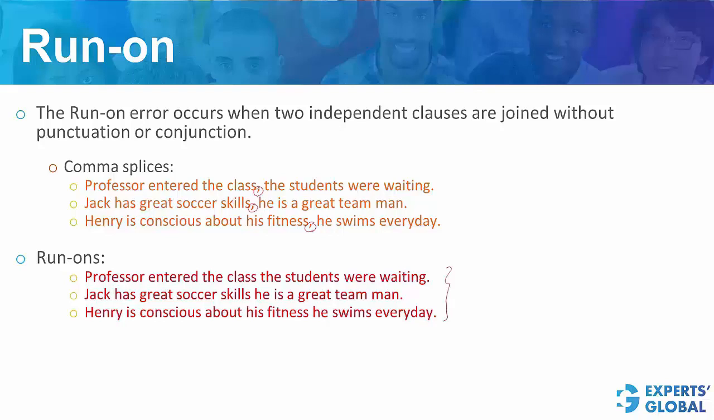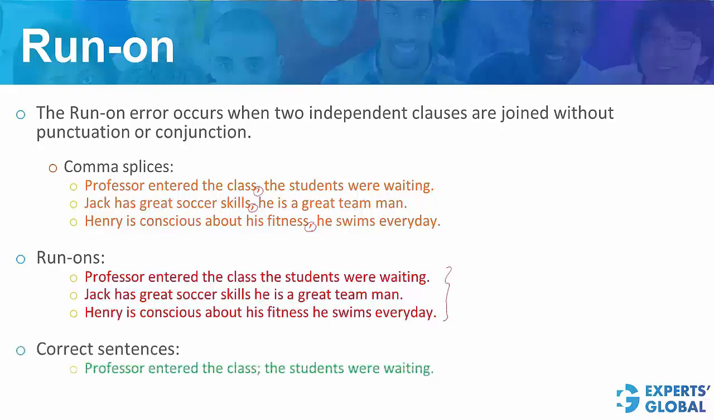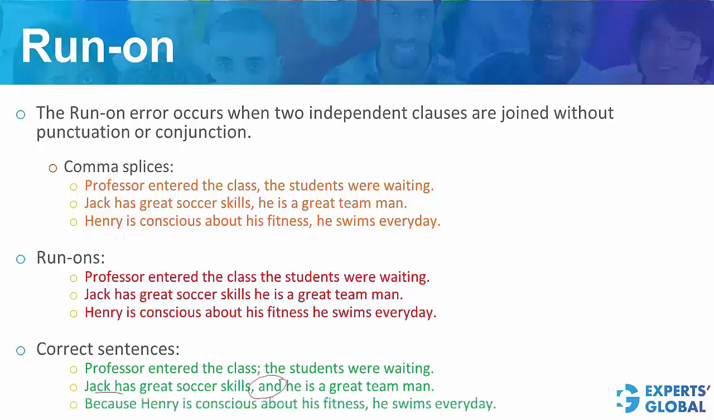How to correct run-on? The ways are exactly the same. How you correct comma splices is how you correct run-ons. First way, add a semicolon between the two independent clauses. The second way is to add a coordinating conjunction, this comma and here. And the third way is to add a subordinating conjunction, this because here. So if you can correct comma splices, you can of course correct the run-ons.